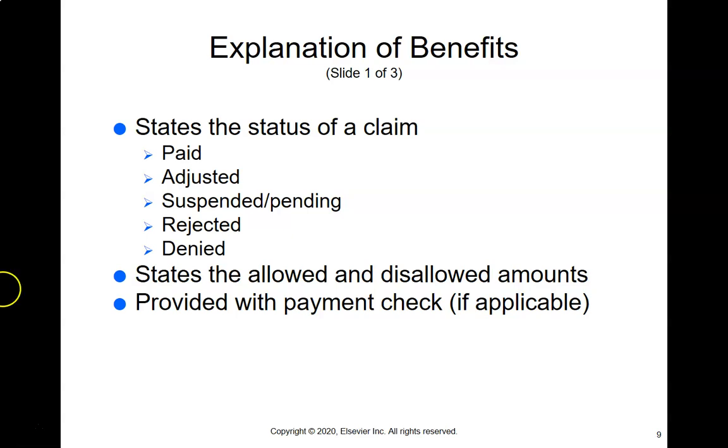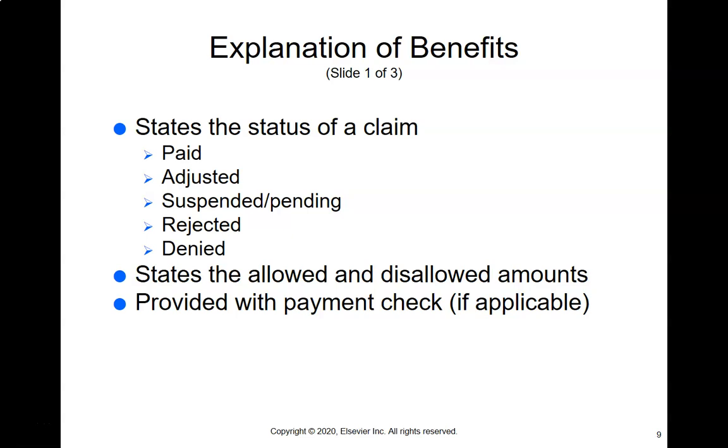Explanation of benefits. The EOB states the status of a claim as either paid, adjusted, suspended or pending, rejected, or denied. The EOB can also be referred to as the remittance advice, a check voucher, or a payment voucher.